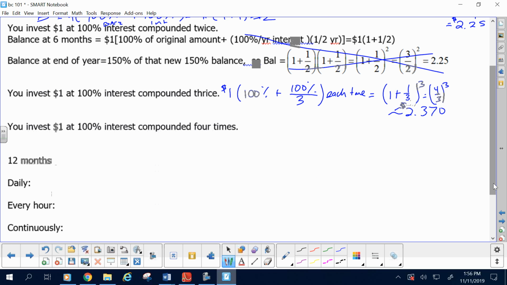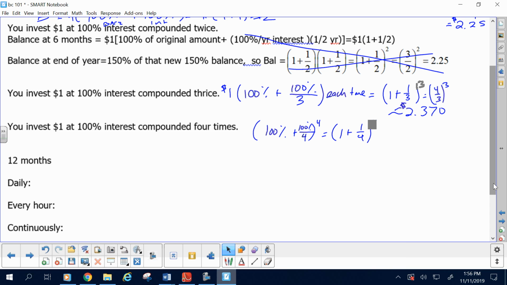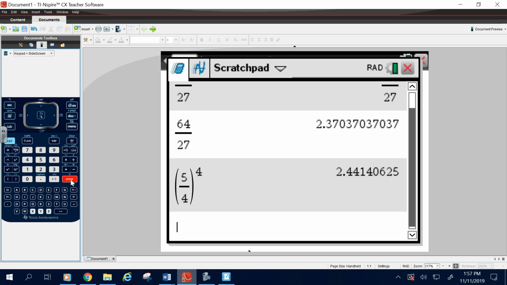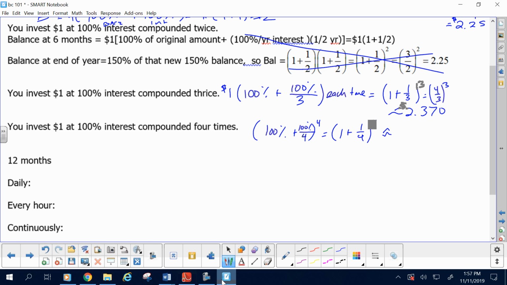What if you compounded it 4 times? How would you calculate how much you had at the end of the year? You get 100% back, and each time you get 100% interest, but divided for how much of the year, and you've only left it in for a fourth of the year. So when you compound it 4 times a year, you get 1 plus a fourth, or 5/4 to the fourth, approximately equal to 2.441. That's pretty good. You're making a lot of interest on interest now. By doing that, you made an extra 44 cents in interest by earning interest on interest, yeah?